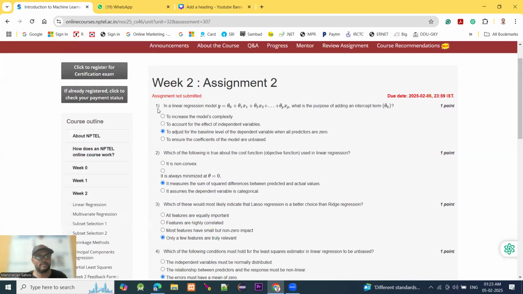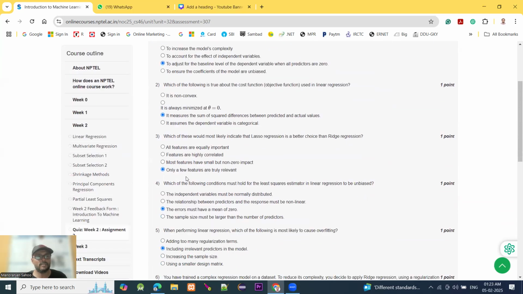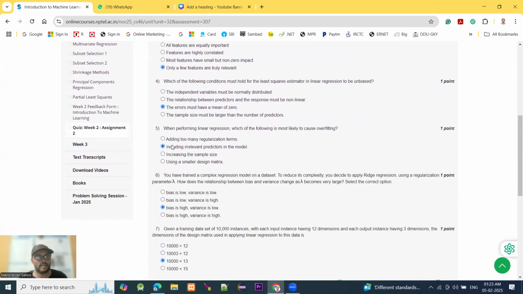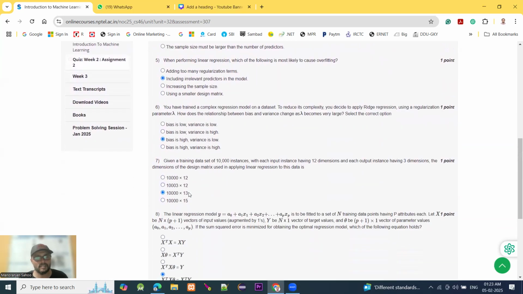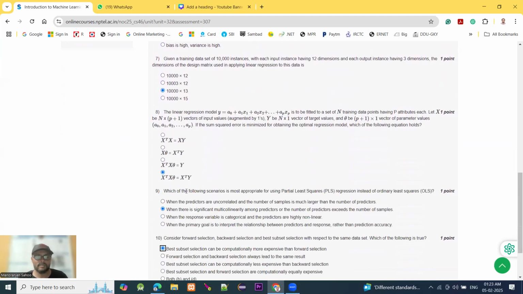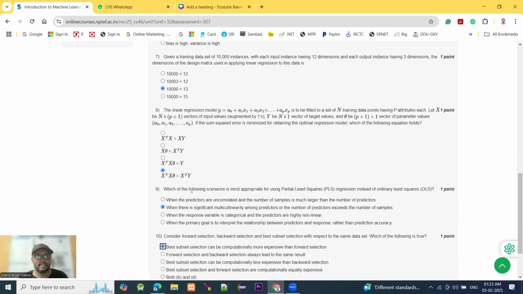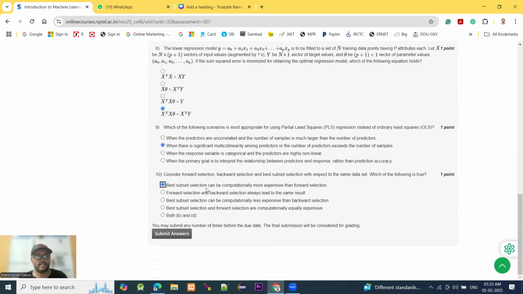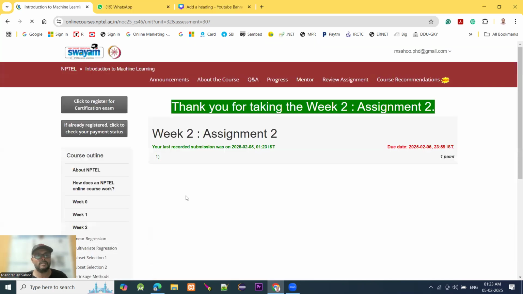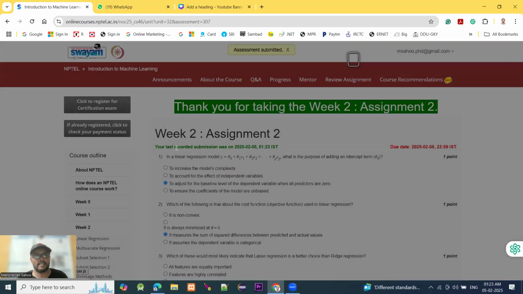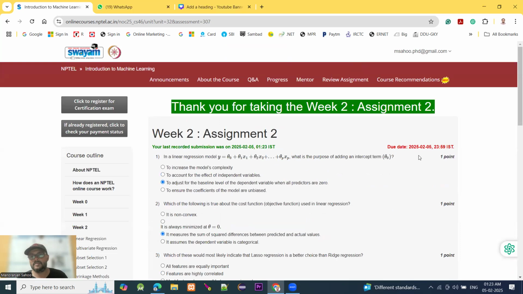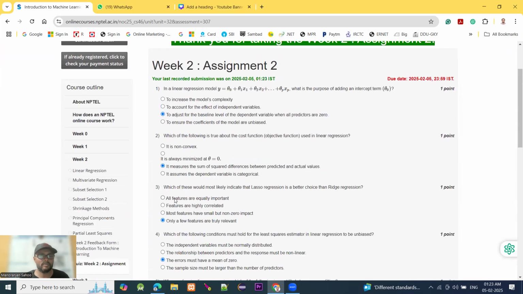Once again, let's verify: question number 1 is C, question number 2 is C, question number 3 is D, question number 4 is also C, question number 5 is option B, question number 6 is option C, question number 7 is C, question number 8 is option D, question number 9 is option B, question number 10 is option A. Now I'm going to submit the answers of these questions. Your answer has been successfully submitted, and the last record submitted was this, with the due date this. We have attempted all the questions.